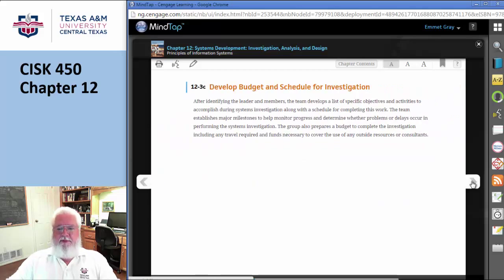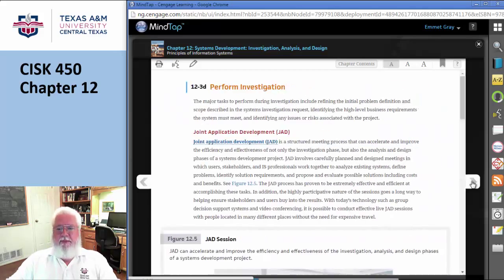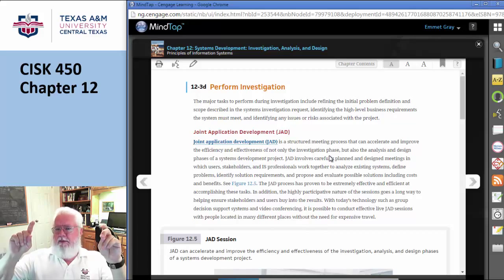I'm going to skip over recruiting and budget. That's kind of boring. So now it's time to actually perform the investigation. One of the techniques they talk about is called Joint Application Development, JAD. This is not really anything fancy. What they're basically talking about is you do things in a group. It's a structured meeting process that sets it up.